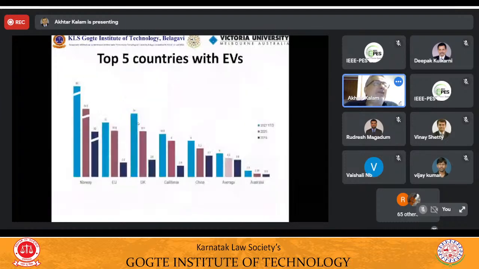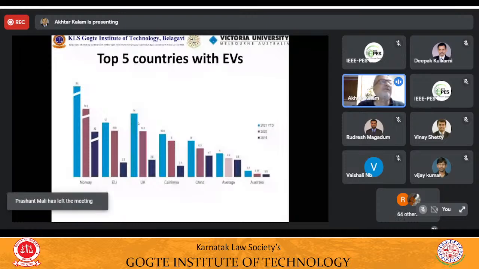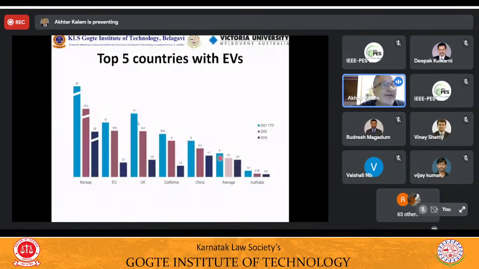Now, let us talk about which are the top five countries with electric vehicles. And you guys, the best country for electric vehicle is the European Union, then UK, California, China. So you see that these are the five countries, 1, 2, 3, 4, 5. These are the top five. And an average is around that much, right? And the blue is 2021. Let's take only the 2021 figures. See how the figure is for Norway to European Union, from European Union to UK and California and China. So the average is somewhere around here. In Australia, look at that. We are very much behind. And we don't like that. We thought that we will get more into electric vehicle.